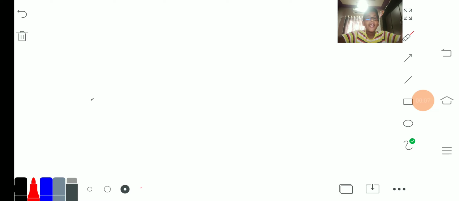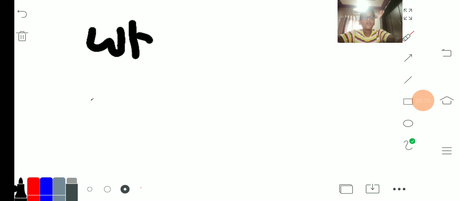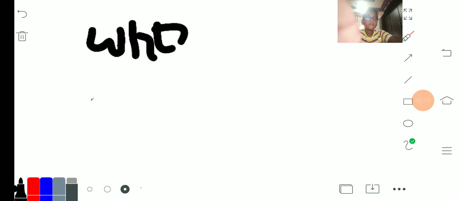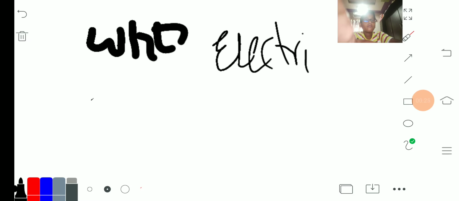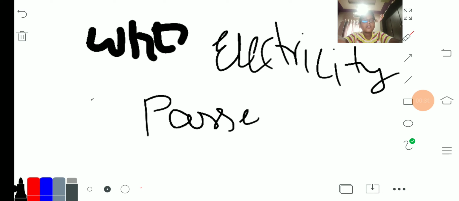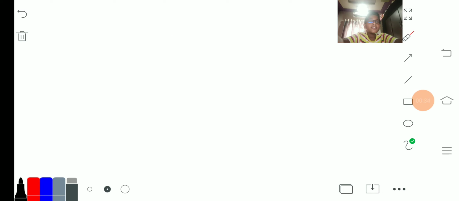Now, I am going to explain how electricity passes. So today our topic is how electricity passes. So this is our topic. First I will draw the circuit of electricity. I will draw it in a simple method.